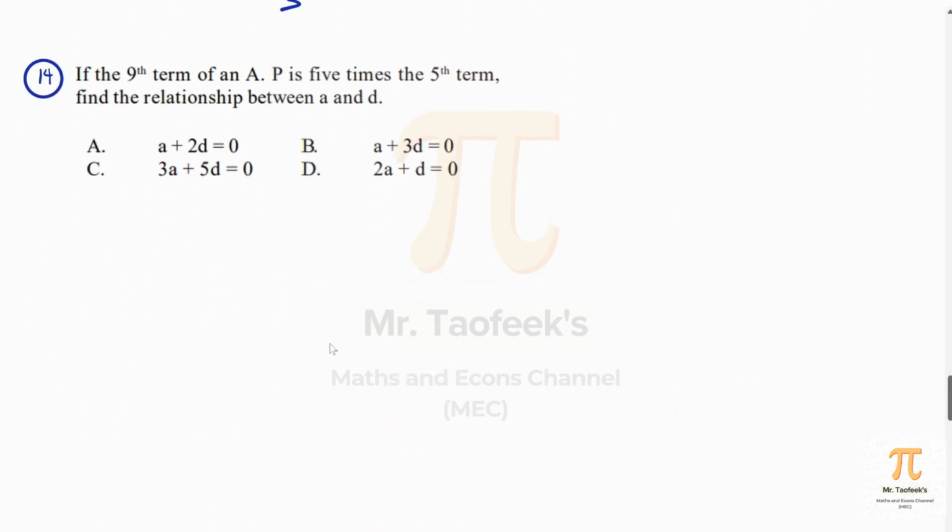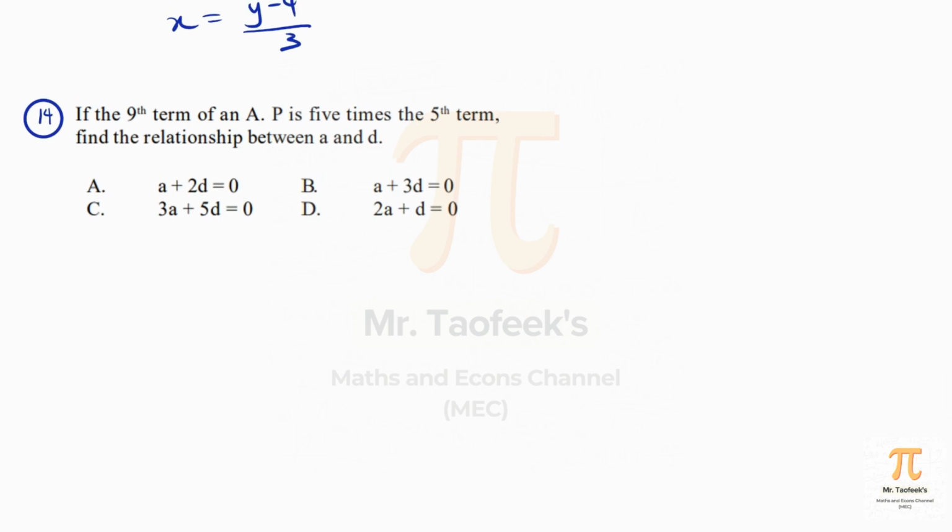All right, the next one on algebra, we have the arithmetic, and this is AP and GP. So the question says that if the 9th term of an arithmetic progression is 5 times the 5th term, find the relationship between A and D. So we already know that A is the first term, and D represents what? The common difference, right? A is the first term, D represents the common difference.